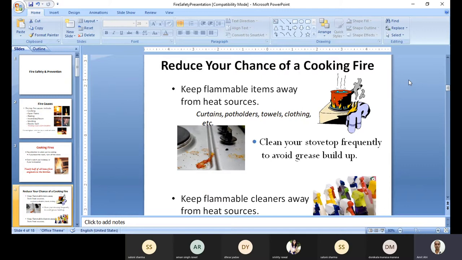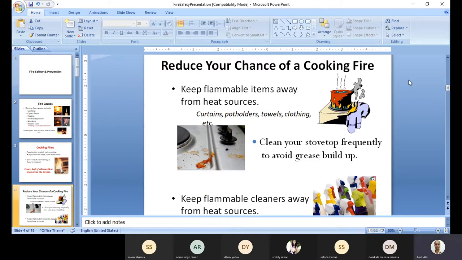Some of the common practices involve clothing, cloths and towels. People use these things not only in households and kitchens, but also in some food outlets. The clothes are inflammable. If they are nearby, people use these clothes to grab hot utensils. So there is a chance that the cloth could catch fire and the fire will spread. So always keep inflammable items away from heat sources.